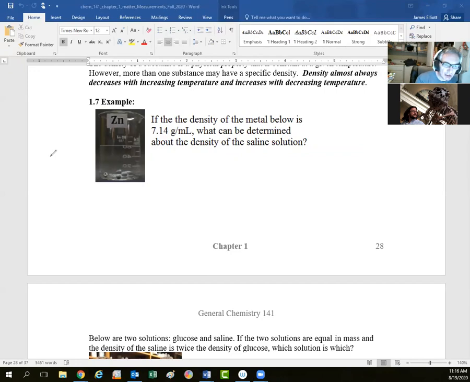So the one thing we could say about the saline solution: saline solution density must be less than 7.14 grams per milliliter. That's all we can say. It's less dense than the zinc, which is a measured density of 7.14. How much less dense, we don't know.